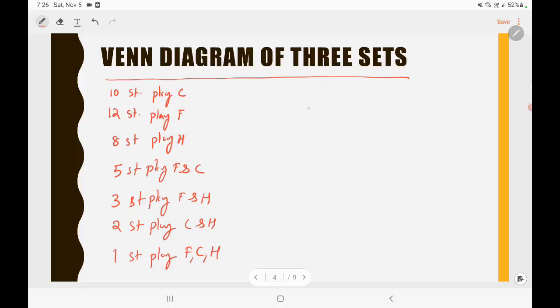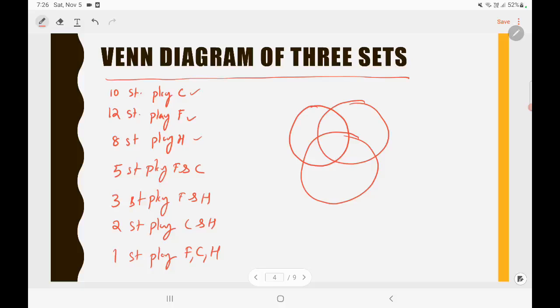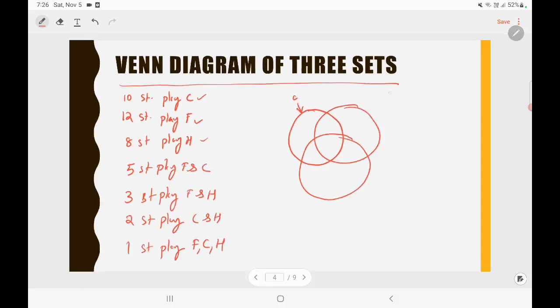We need to draw 3 circles here because we have cricket, football and hockey. So we will draw 3 circles like this. This circle represents cricket, this represents football, and this represents hockey. In order to solve this kind of problem, you should start from the end.